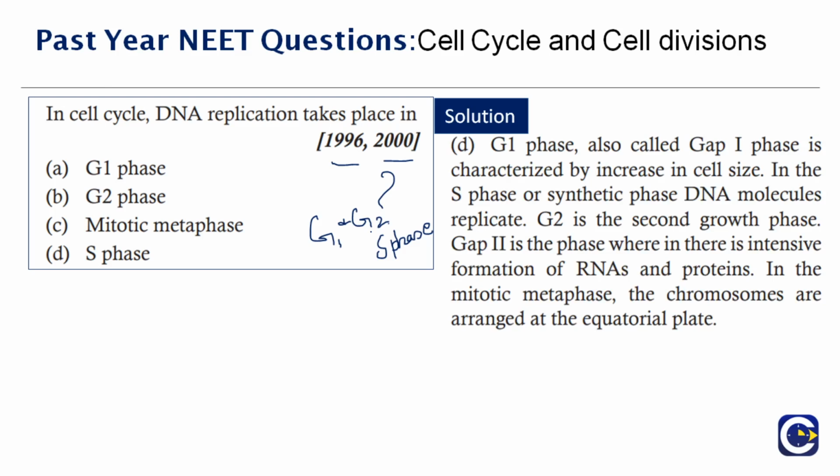Apart from that, in the solution part, they've explained something more in depth about the S phase. G1 phase is also called gap 1 phase, and is characterized by the increase in cell size. We all know that. In S phase, or the synthetic phase, DNA molecules replicate. So the replication process only occurs in the S phase, between the G1 and the G2 phase. Therefore, the correct answer to this question is option D, S phase.